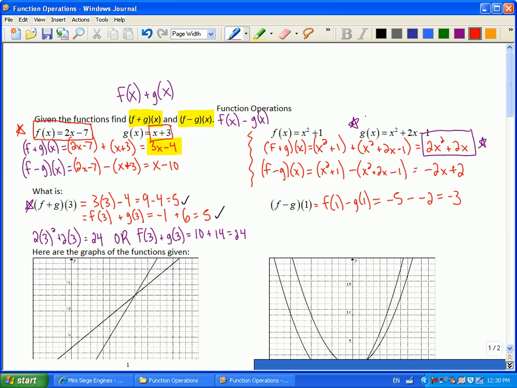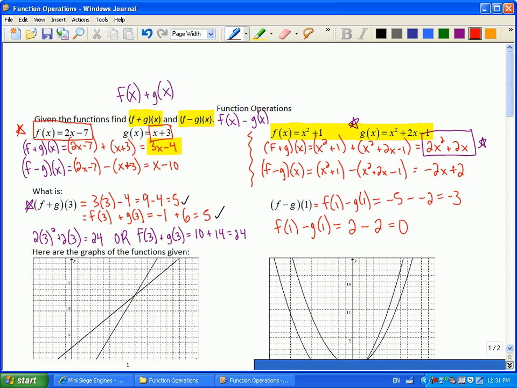And in the second example, this one here, that would be f of 1 minus g of 1. We would have 2 minus positive 2, so I think 0. Anybody nodding? Yeah, okay.